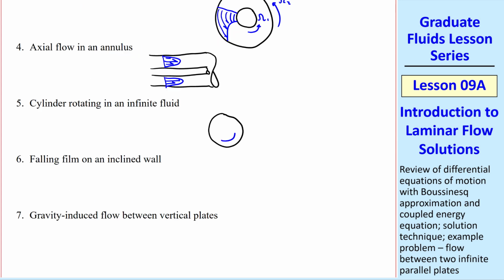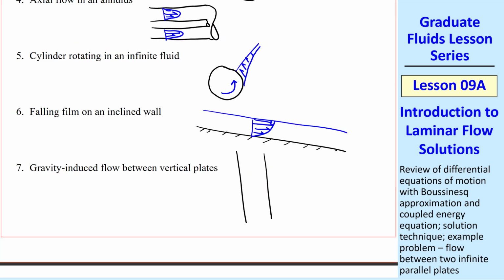A cylinder rotating in an infinite fluid. A falling film on an inclined wall. Gravity-induced flow between two vertical plates, etc. There are several other analytical solutions available, but you can probably count them with your fingers and toes combined.